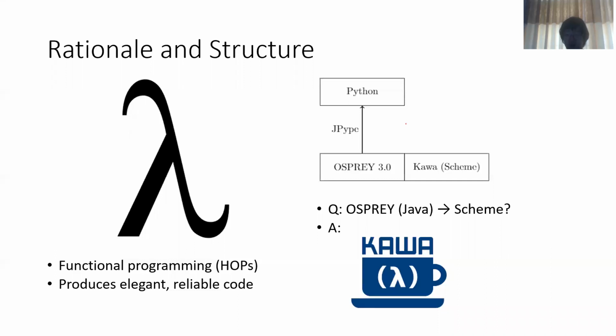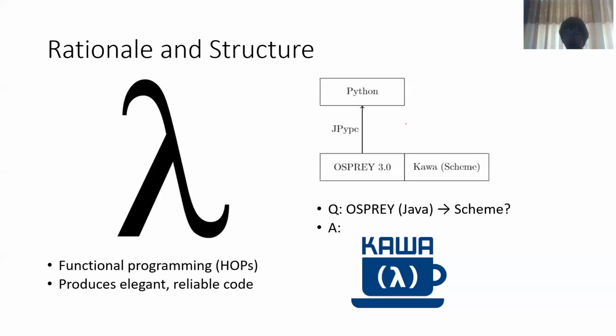OSPREY 3.0 is our laboratory's protein design software package. What you would currently do to write an OSPREY script is write a script in Python, and the Python would go through this package called jpipe to call the Java backend code in OSPREY. Now we could do something similar for our Scheme front end.